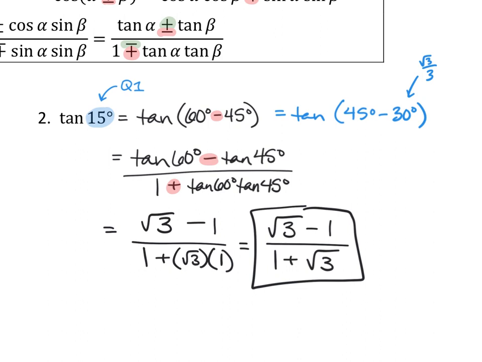Okay, so we see how we use the formulas, figure out what combination of 30, 45, and 60 makes the number we want.